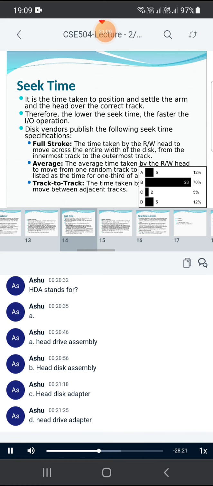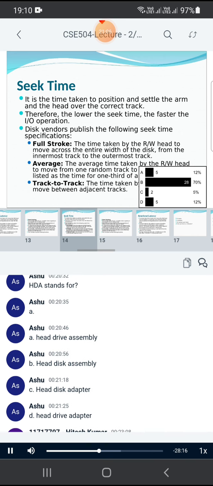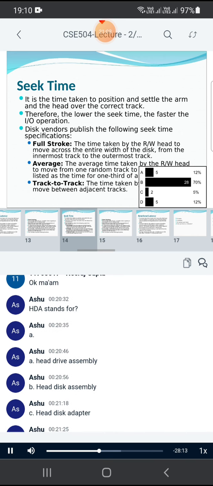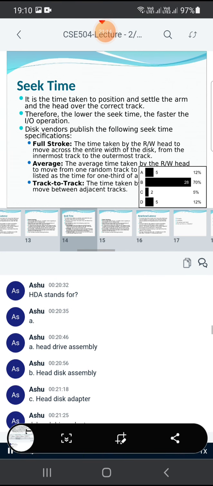And the correct option for this is B. It's head disk assembly. B is the correct option. So all those who have answered A, C or D, please make a correction. Alright, let's go ahead. I'm repeating short stroke once again.